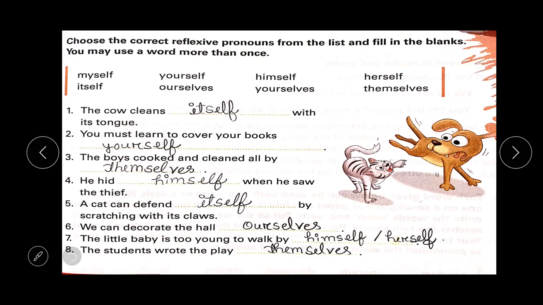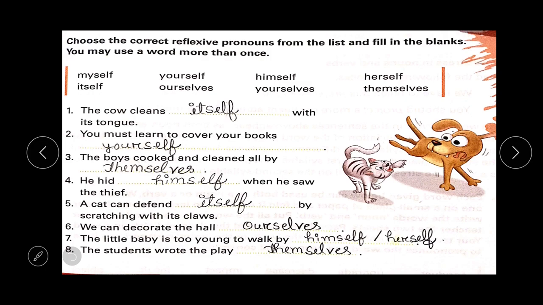Number 7, the little baby is too young to walk by himself or herself. Here students, I have listed two pronouns because we don't know whether the baby is a girl or a boy. That's why I have put himself or herself. You can put any one out of these two. Then number 8 is, the students wrote the play themselves.